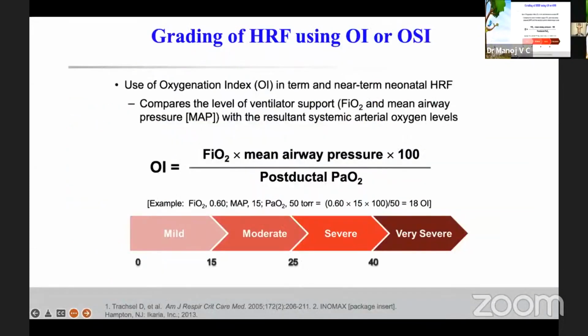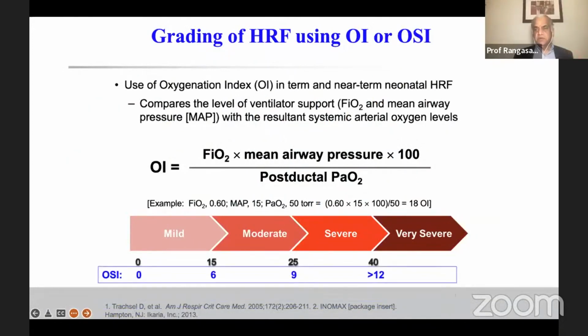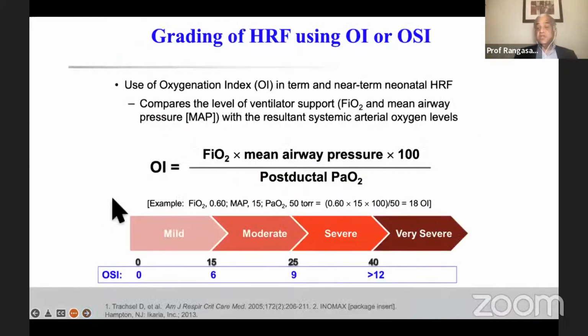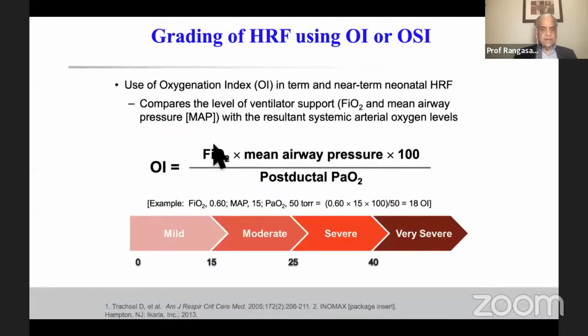So how do we grade the severity of hypoxemic respiratory failure? This is using the oxygenation index, which is very typically used. Mild, 0 to 15. Moderate, when the oxygenation index is 15 to 25. Between 25 and 40, severe. If the oxygenation index is more than 40, very severe. Most of these babies end up on ECMO. One of the criteria for putting a baby on ECMO is an OI greater than 40. One of the criteria for nitric oxide is an OI greater than 20.